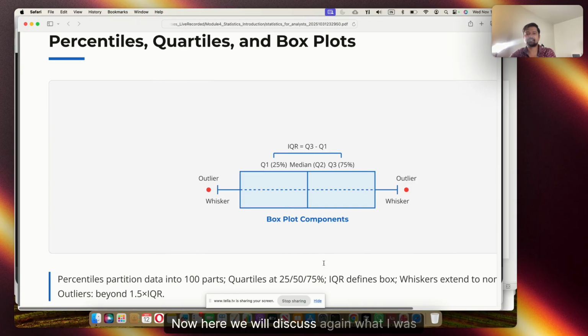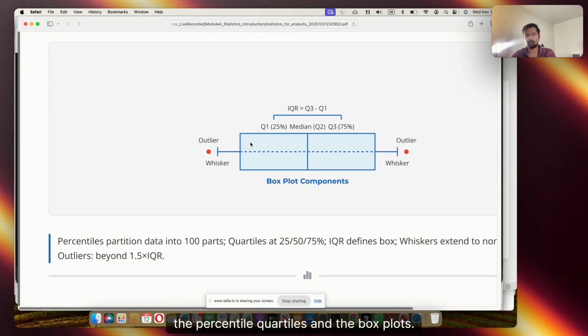Now here we will discuss again what I was explaining to you: the percentiles, quartiles and the box plots. We were discussing Q1, if you remember. Q1 is the 25% of the data. Q3 is the 75% of the data. And then Q2 is our median, and Q3 minus Q1 is the interquartile range.